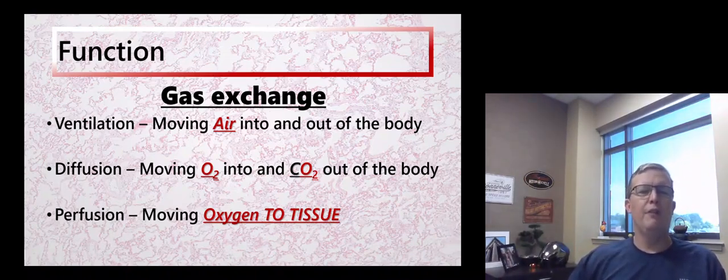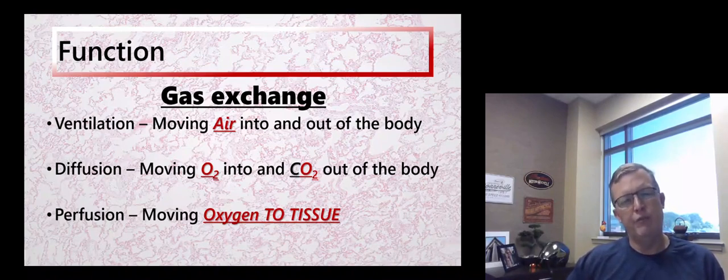Diffusion is the process of moving oxygen and CO2 in and out of the body, specifically across a membrane. We are diffusing O2 across the membrane, and we're diffusing CO2 across the membrane. So both of those are diffusive actions. Also, we're going to be discussing perfusion. Perfusion is the process by which oxygen is moved into the tissue. So that's the other function of the pulmonary system.